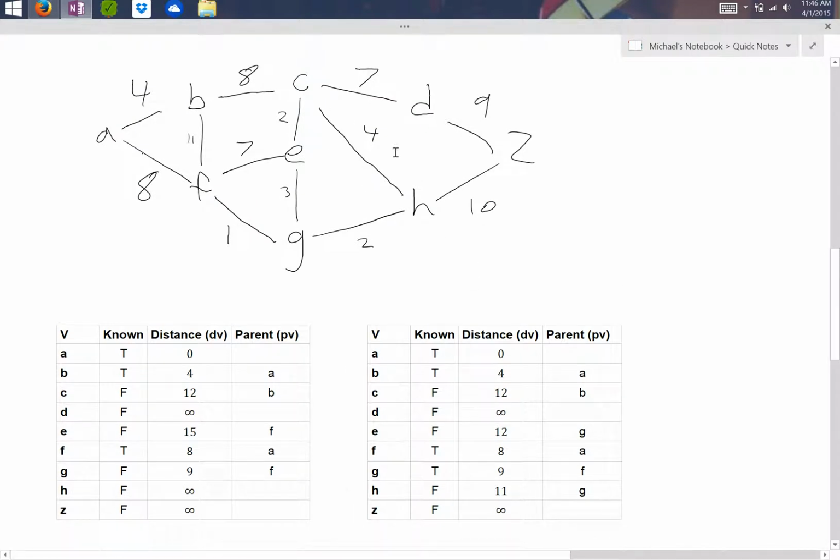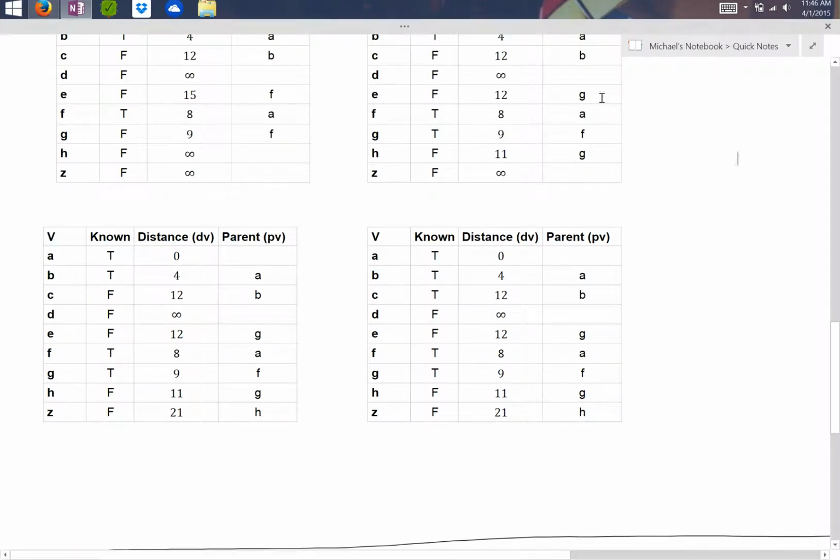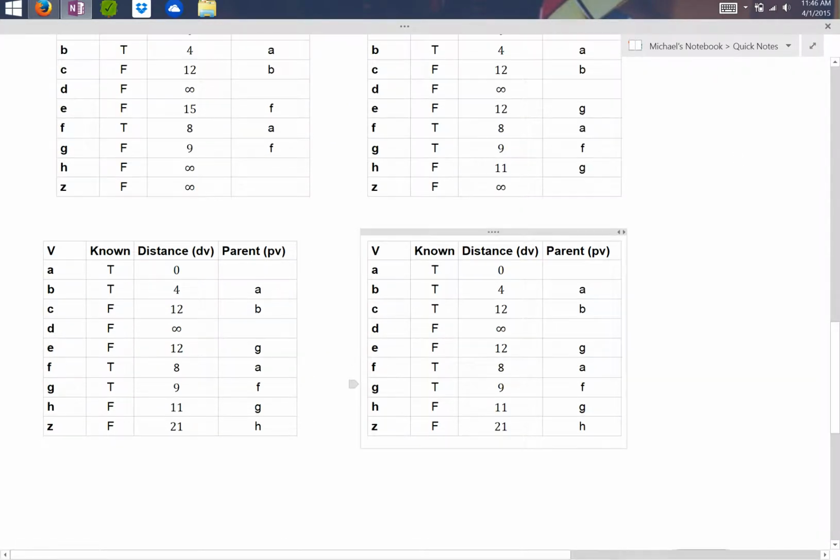So 12 plus 4 is 16. Is 16 less than whatever's at H? No, it's not. We don't update.